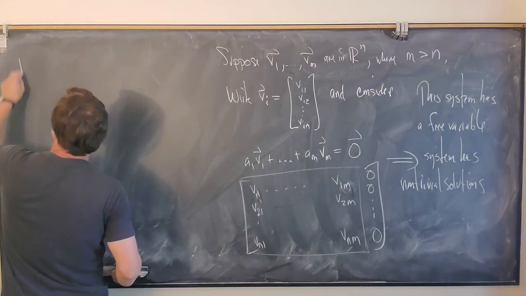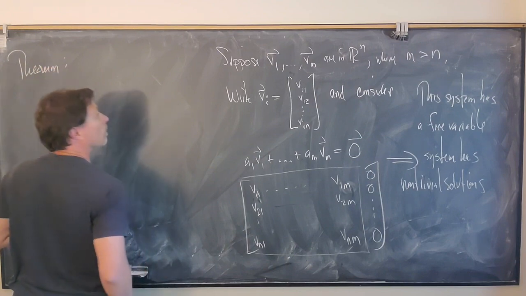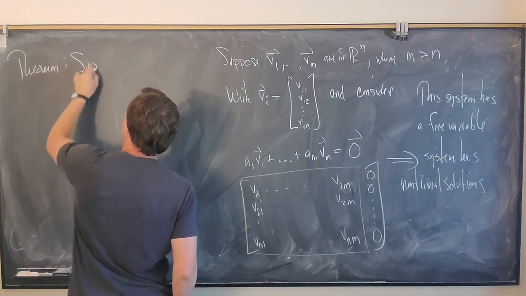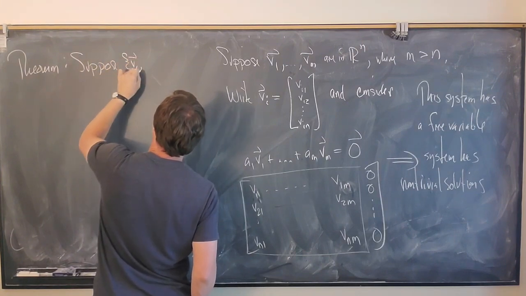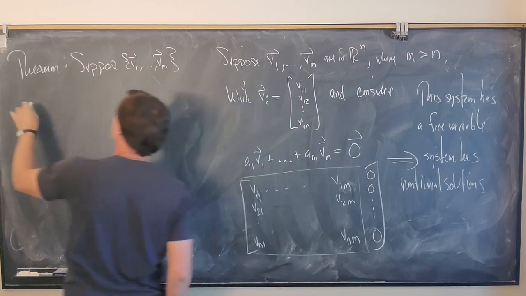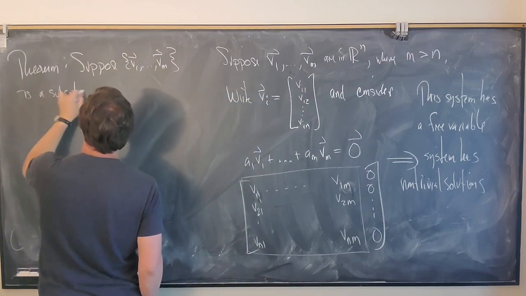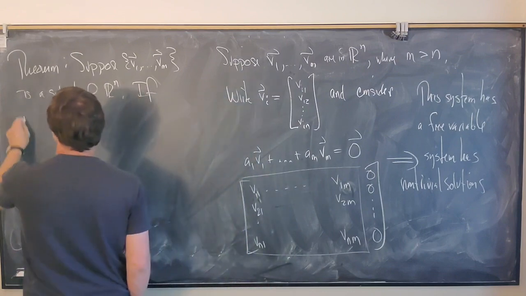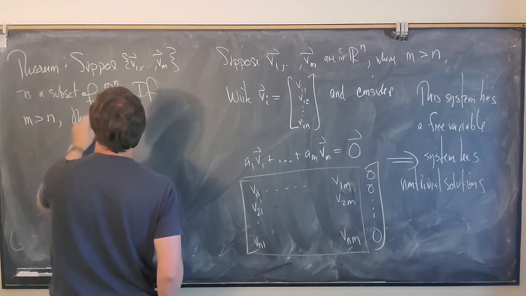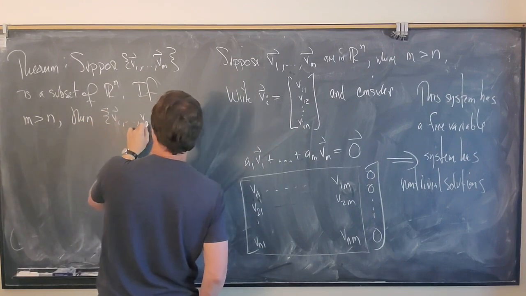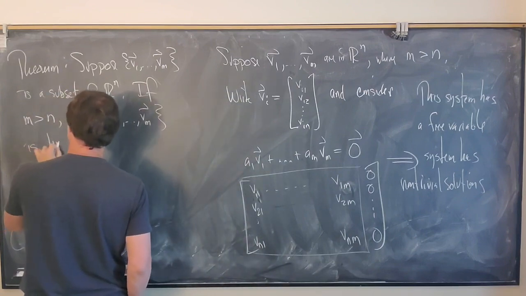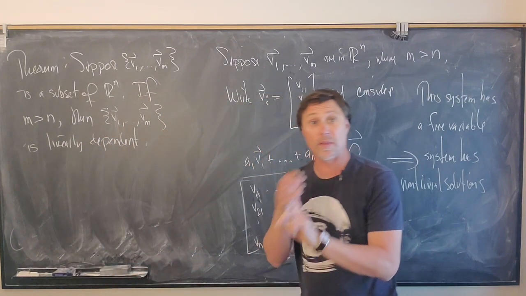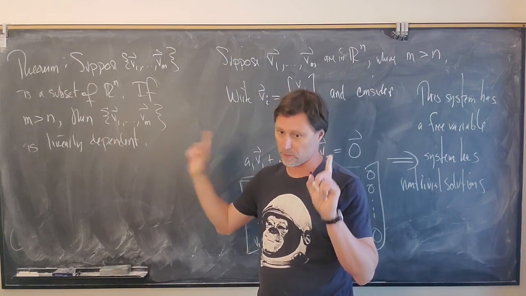So let's write this down as a theorem. Suppose V1 up through Vm is a subset of Rn. If m is greater than n, then our set V1 up through Vm is linearly dependent.